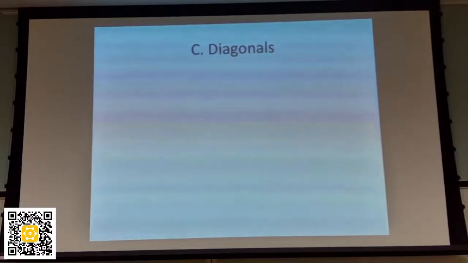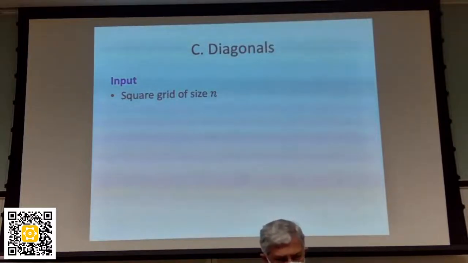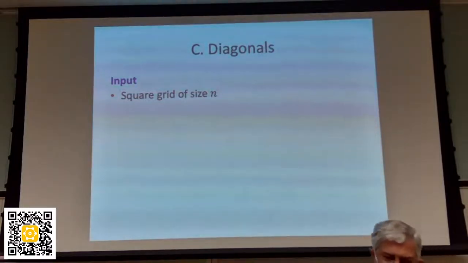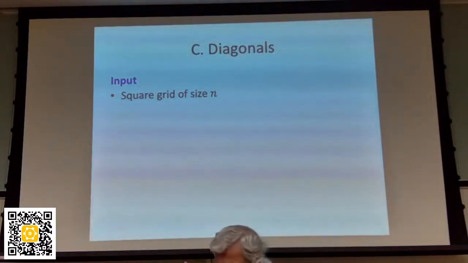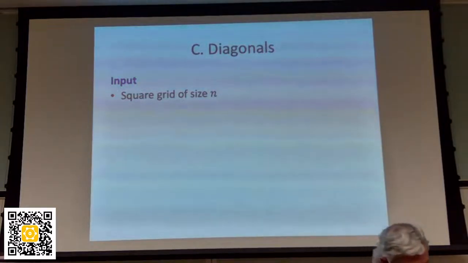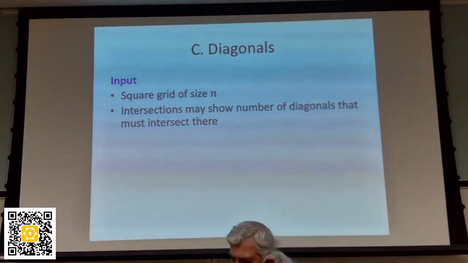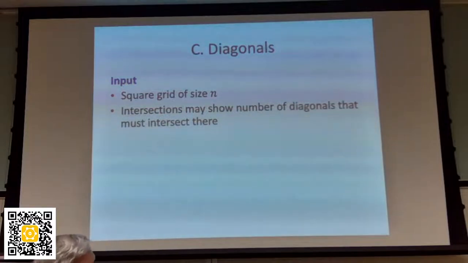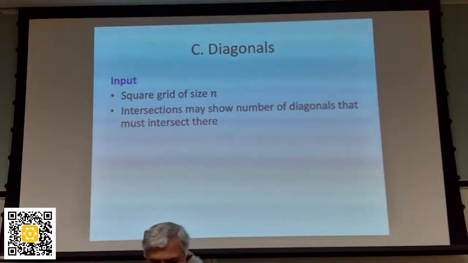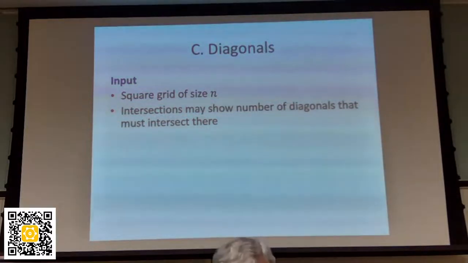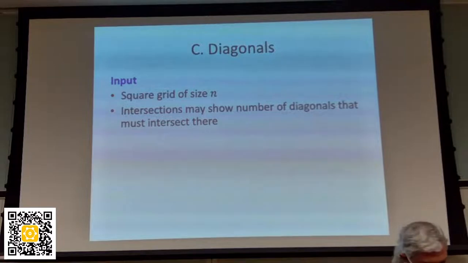All right, so let's take a look here. The input is a square grid of size n, so n by n. Actually, there are n plus 1 rows and columns, just because it's the number of cells that we are talking about here. So there are n cells horizontally and vertically, right? And then you're told that at some of these intersections, you may be given a number. That number is supposed to indicate how many diagonals meet there. If a number is given, you have to have precisely that number of diagonals meet there. And if a number is not given, who cares? You can do whatever you want.